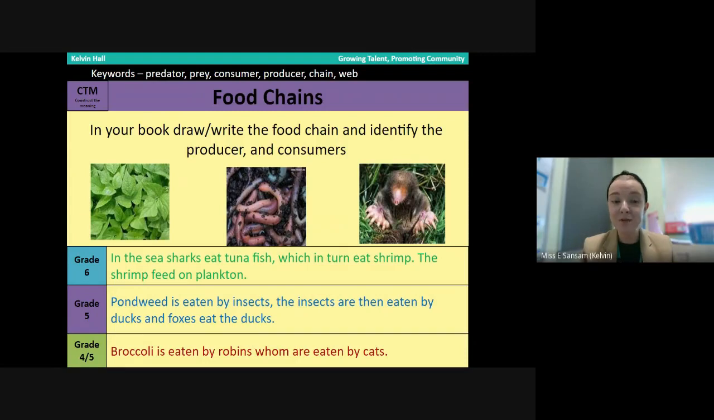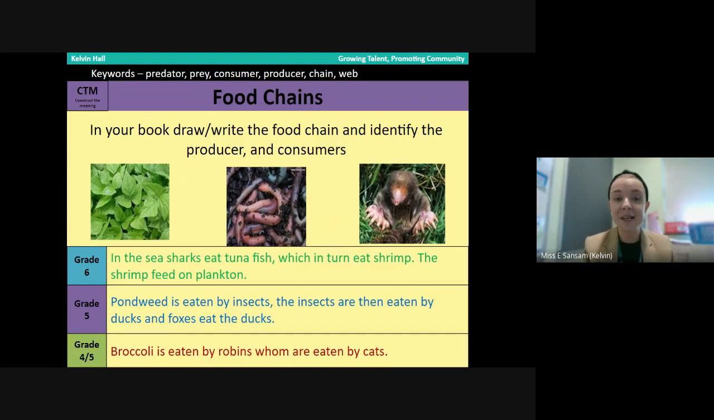Hopefully you were able to get those right then. So what you should have had for the bottom one was broccoli, arrow, robin, arrow, cats. For the middle one: pondweed, arrow, insects, arrow, ducks, arrow, foxes. And for the top one, it should have started with plankton, then an arrow to shrimp, then an arrow to tuna, and then an arrow to sharks.